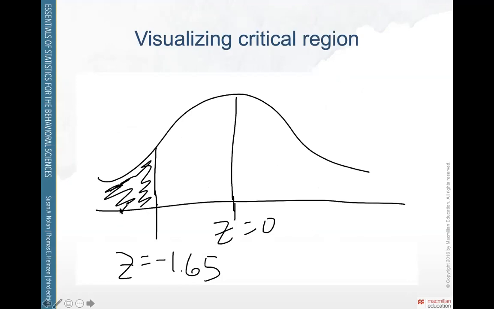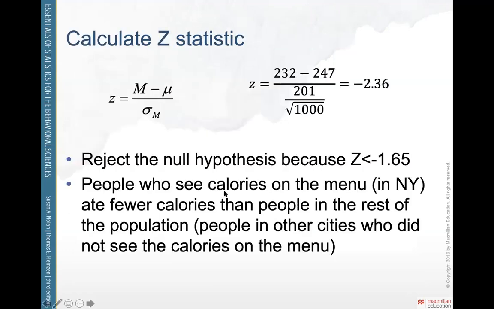Therefore, you can quite clearly see that the Z-score for our sample mean falls into this critical region. So we would reject the null hypothesis. That is, we would conclude that there is a significant effect. People who see the calories posted at Starbucks in New York eat fewer calories on average than people across the whole population, which is all the cities in the United States where the calories are not posted. So that's it.